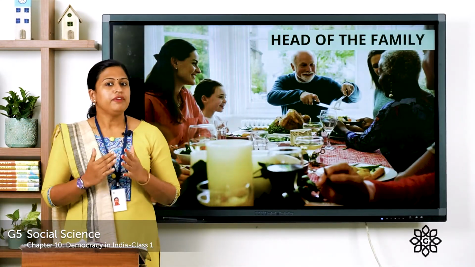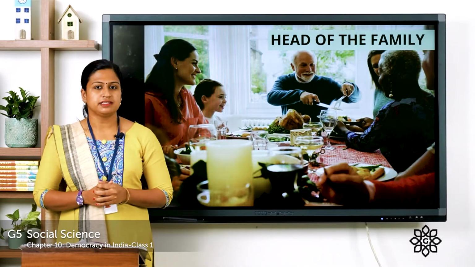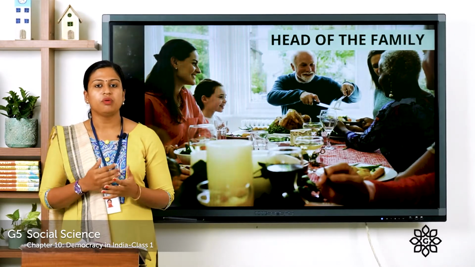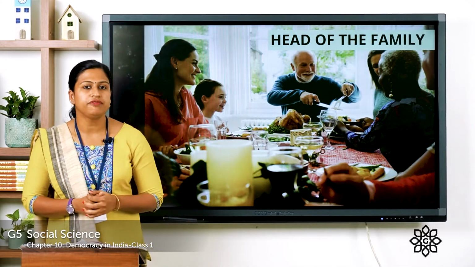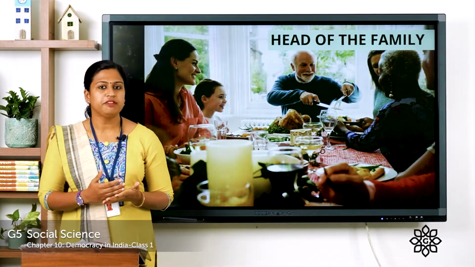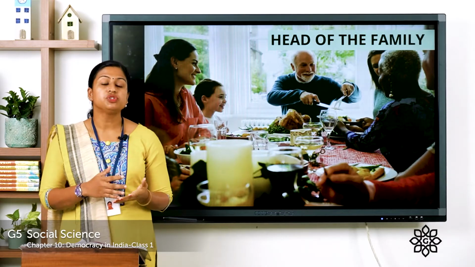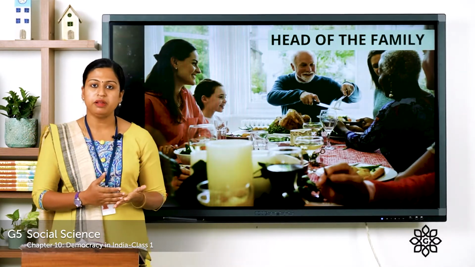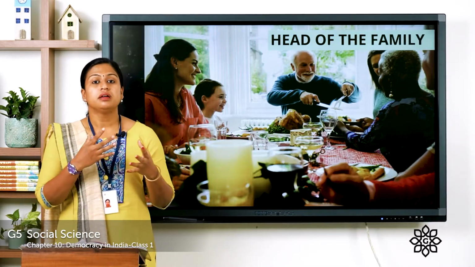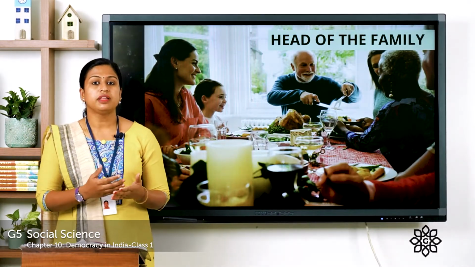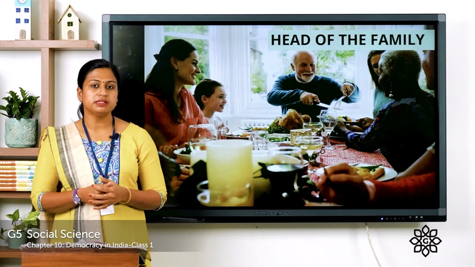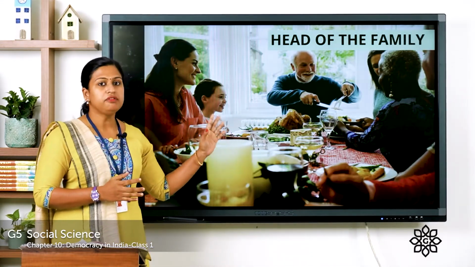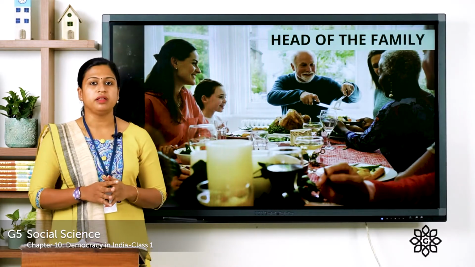Now, we all live in a family, isn't it? And our family has a head of the family. Now, what is the role of this head of the family? The head of the family makes rules which all the family members have to follow. The head of the family also takes the important decisions so that the welfare of the family members can be taken care of. This is the main job of the head of the family.